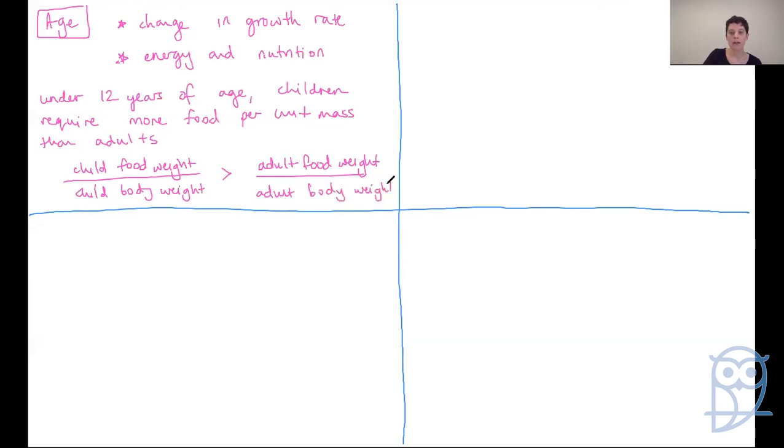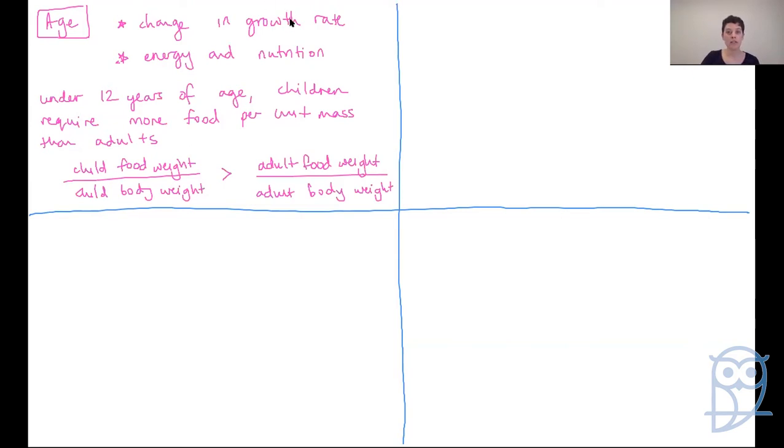So although it might look like the child has less on their plate, this ratio of amount consumed to body weight is much higher than for the adult. And again, we're talking in this generalized idea of these children having a higher growth rate and needing more energy and nutrition.